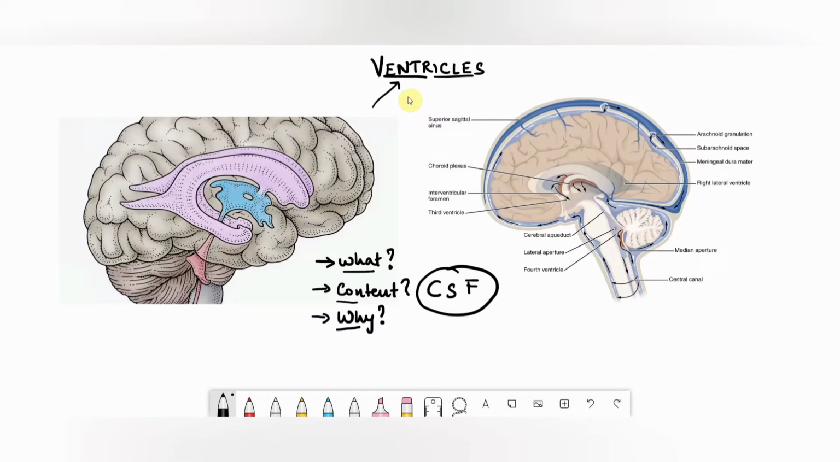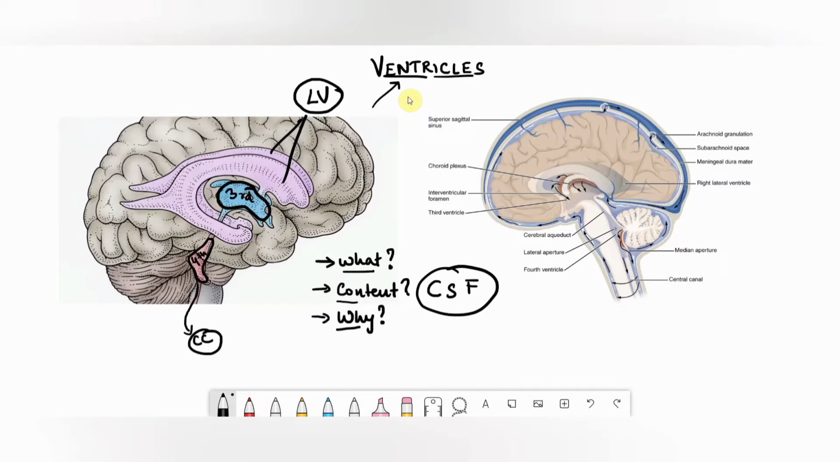Now, how many ventricles do we have? We have 4 ventricles in total. That is 2 lateral ventricles, 1 third ventricle which is in blue here, and 1 fourth ventricle which is in pink here. This is within the brain, and this continues as the central canal within your spinal cord. So we have 2 lateral ventricles, one in the left hemisphere and one in the right hemisphere. Then you have 1 third ventricle in the midline of the brain, and it continues as the fourth ventricle, which is also in the midline, right in front of your cerebellum, and it continues within the spinal cord as the central canal.